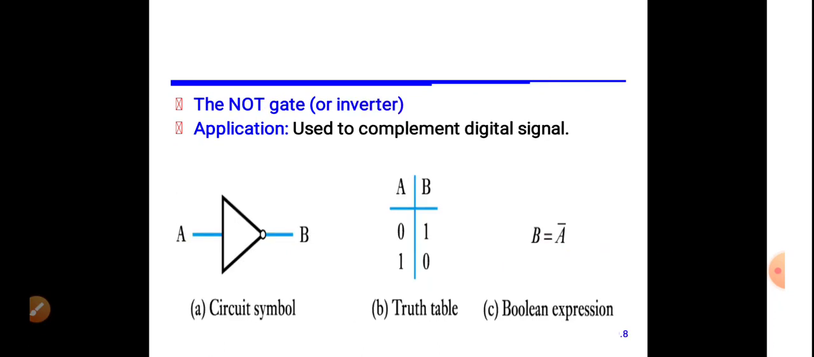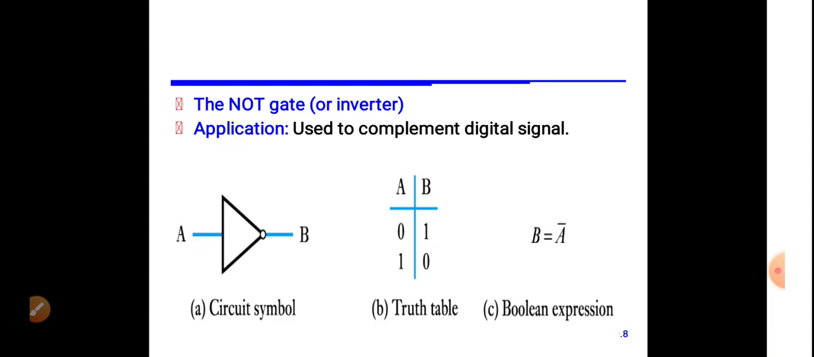And the next type of basic gate is nothing but a NOT gate, or it is also called an inverter. So here it is used in order to perform the complement of a function. The first is nothing but a symbolic representation. The symbolic representation of a NOT gate is a triangle followed by a bubble. So wherever a bubble is there, that itself indicates it is a complement.